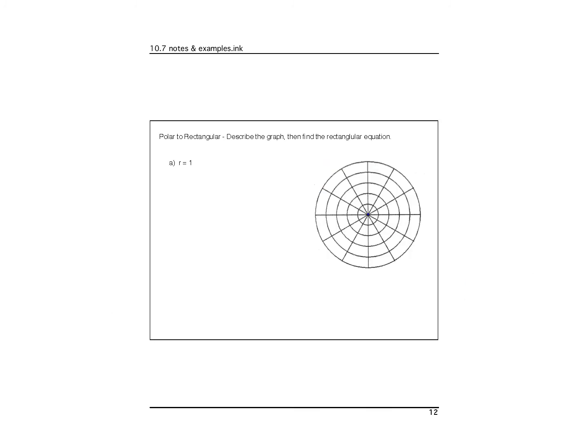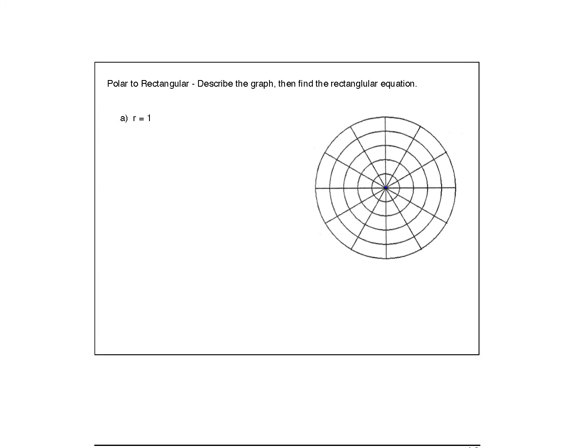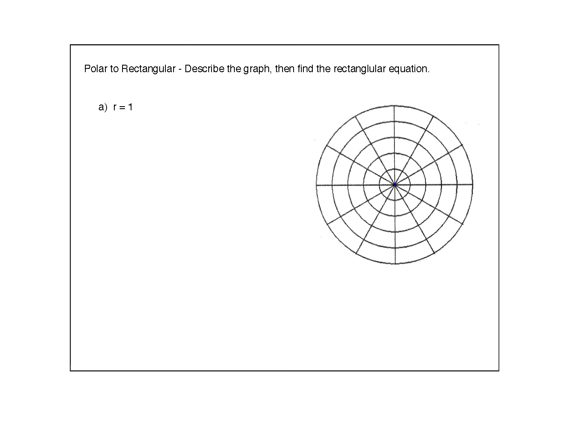I know I'm moving a little bit fast, but again, this will be recorded and posted, so you can always slow me down. But I want to get through all of the examples. So, polar to rectangular. Describe the graph, then find the rectangular equation.